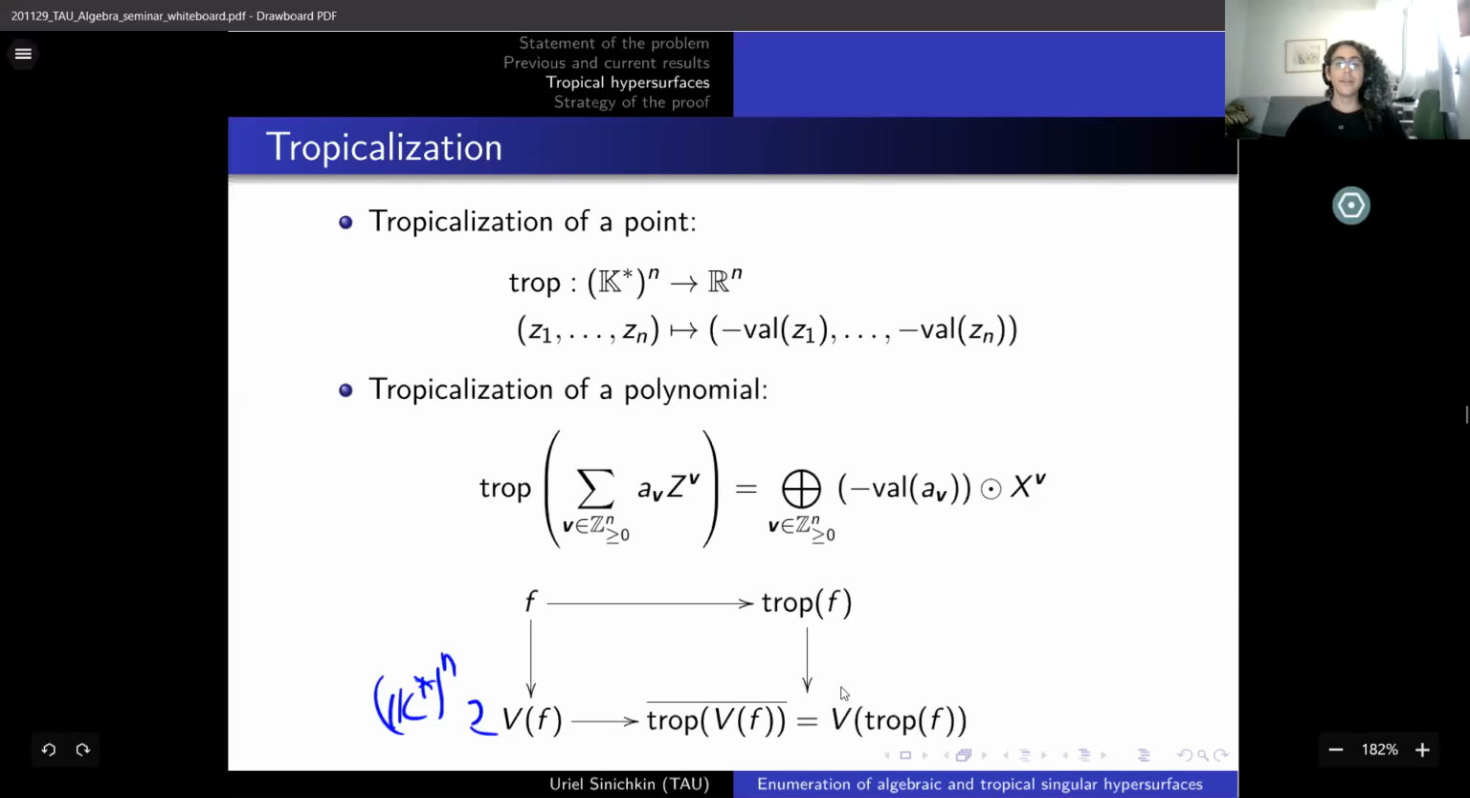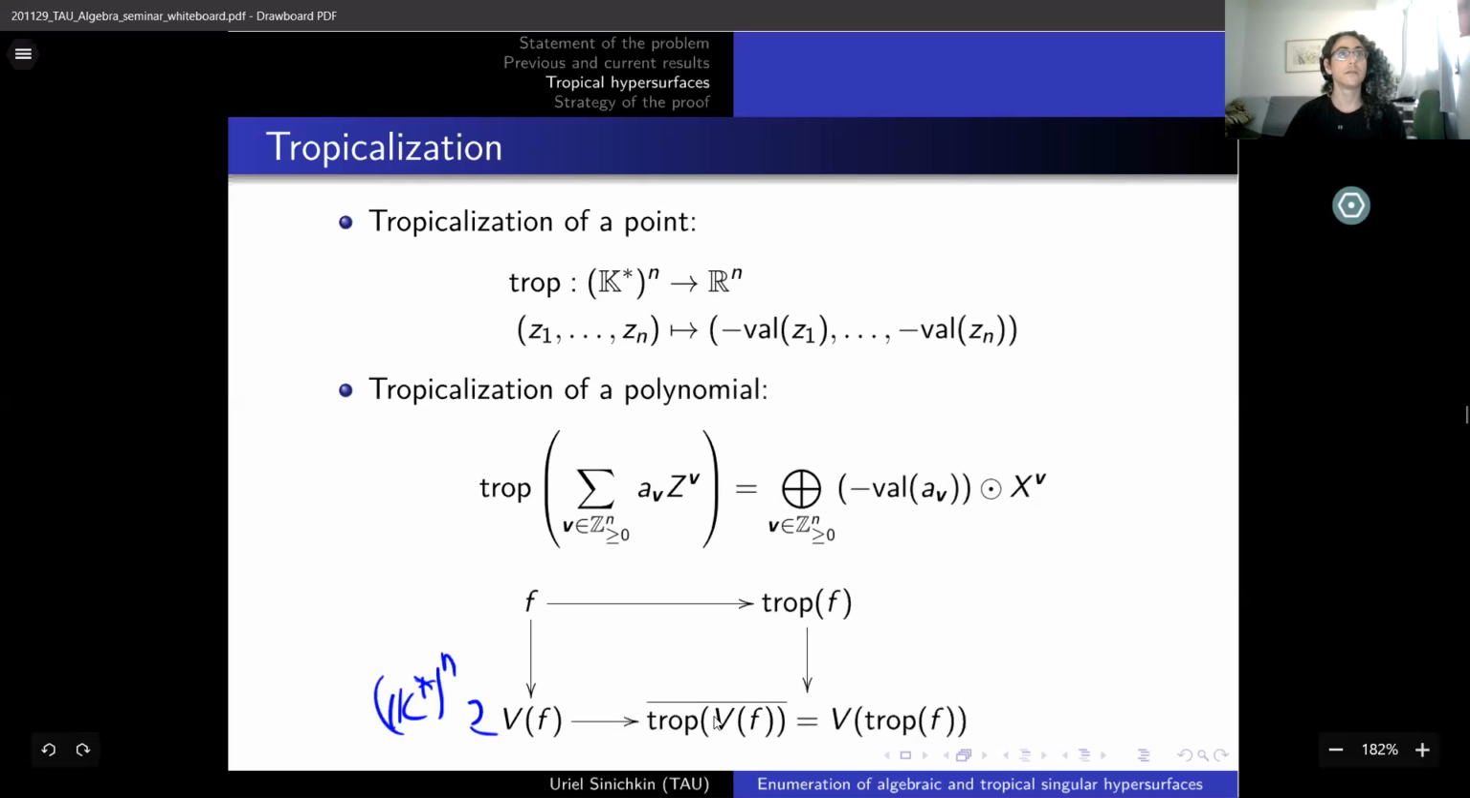Just maybe a remark here: we use that the image of the valuation is dense in R. If we use some discrete valuation, for example, this is no longer the case, so some adaptation needs to be done. They can be done for our problem, for example. We can use those results to get something for the discrete valuation.